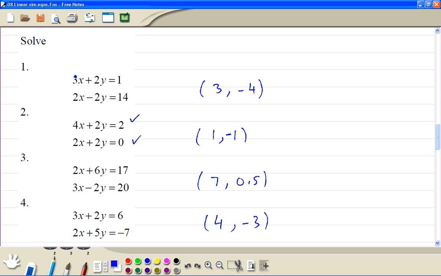3 times 3 is 9. 9 take away 8. 7 times 2 is 14. 14 plus 3 is 17. 3 times 4 is 12. 12 take away 6.